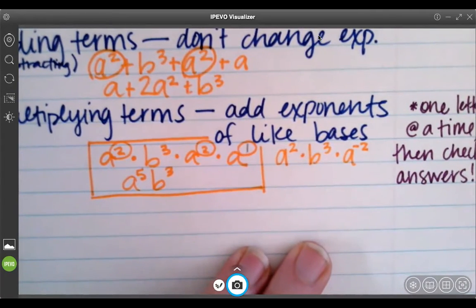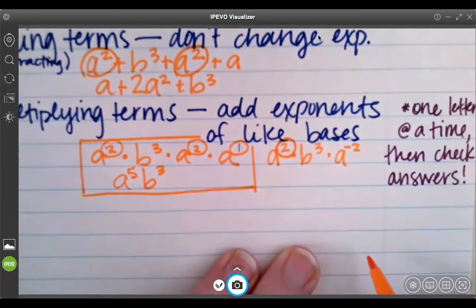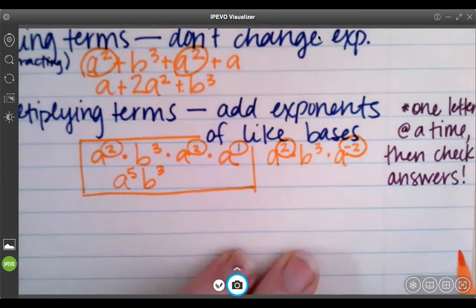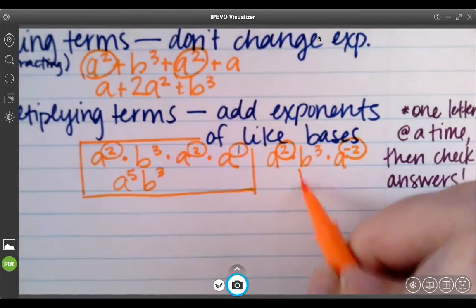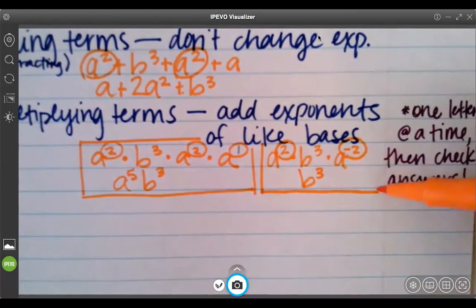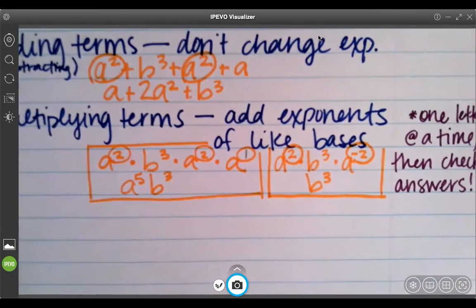Well, you're still going to add up like bases, but you're just adding with negative numbers now. So I would add a to the second power and a to the negative second power. So there are no more a's. It's a to the 0 power, and anything to the 0 power is 1, which we'll talk about later. But there are 0 a's multiplied together. So they kind of cancel out, and it's just b to the third is what you're left with. So you're still adding, but you might have to add negative numbers. This is also true if you had decimals, if you had fractions, any of that stuff.